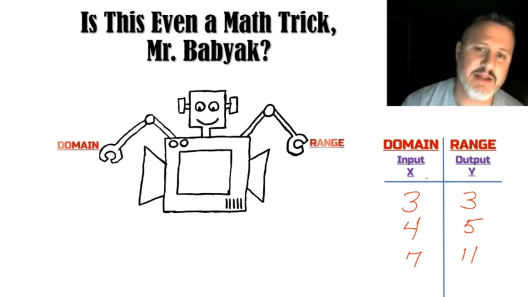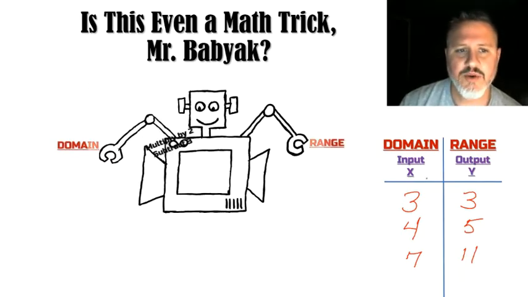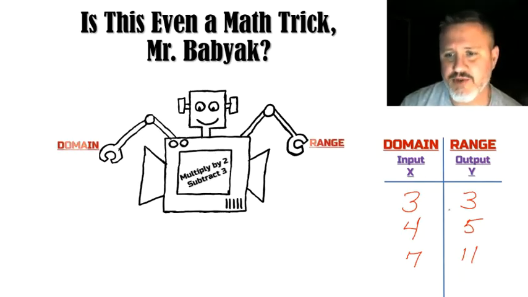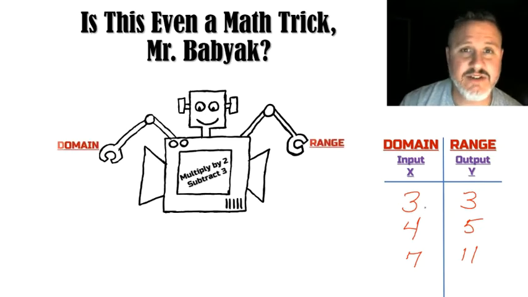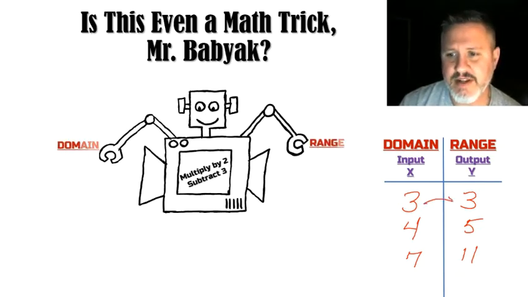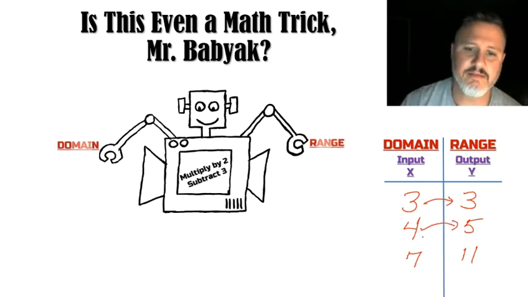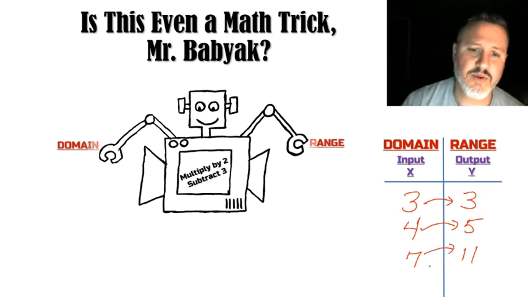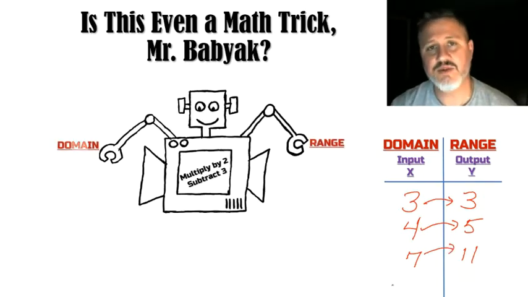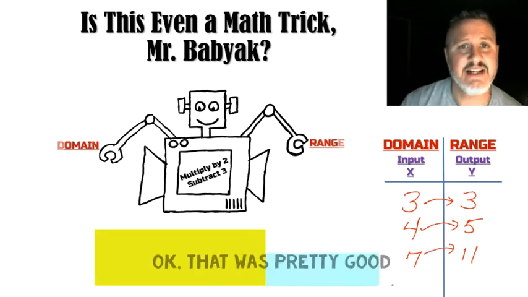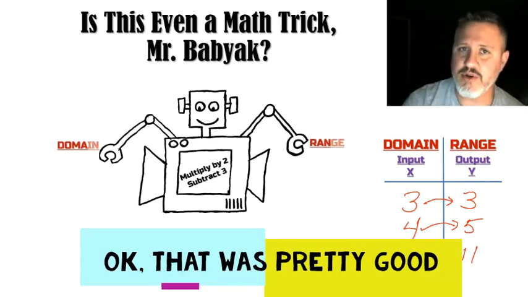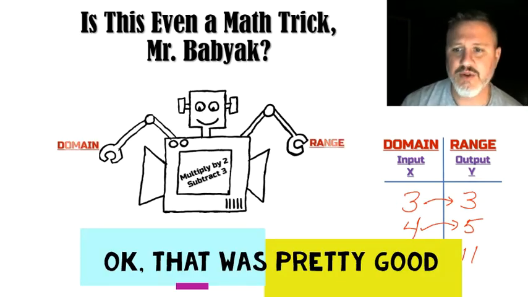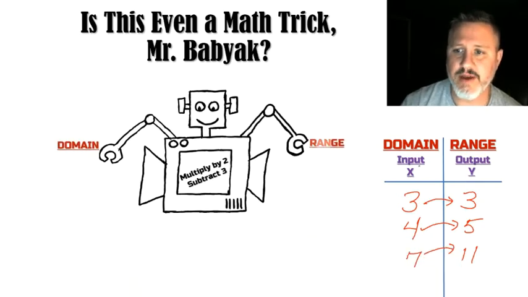All right, and I'm going to tell you what it is. You are multiplying by 2 and subtracting 3 every single time. So think about that. 3 times 2 is 6, minus 3 takes you back to 3. 4 times 2 is 8, minus 3 is 5. And finally, 7 times 2 is 14, minus 3 is 11. So that is the rule for this number machine. And that's a lot of what algebra is. There's input, there's output. And you can call them a lot of different things. You can call them XY.